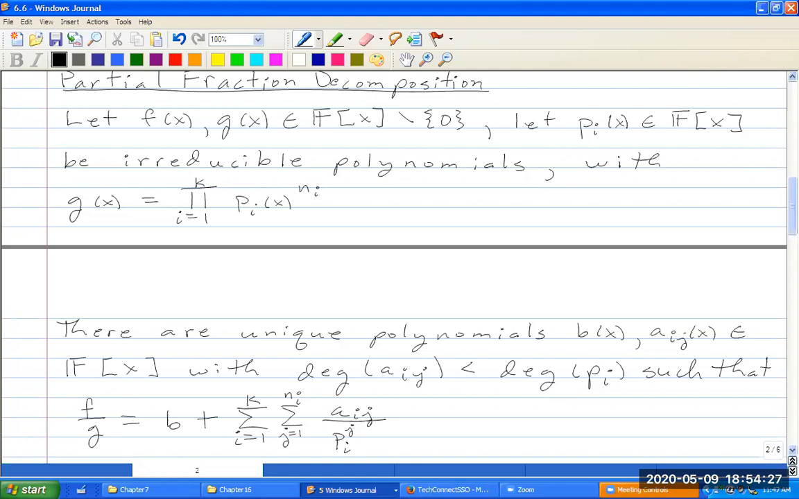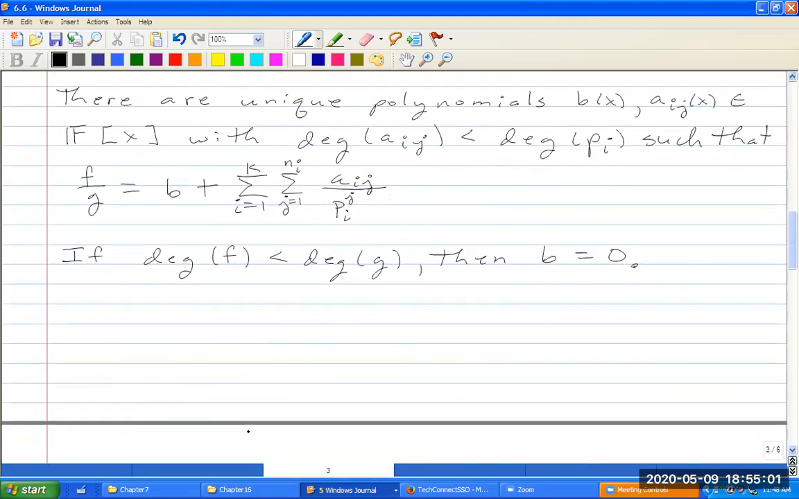Then there are unique polynomials b and a sub ij with the degree of a sub ij being less than the degree of p sub i, such that f over g is equal to this polynomial b plus the sum i equaling 1 to k, the sum j equaling 1 to n sub i, of a sub ij over p sub i to the j power. If the degree of f is less than the degree of g, then b is equal to 0.